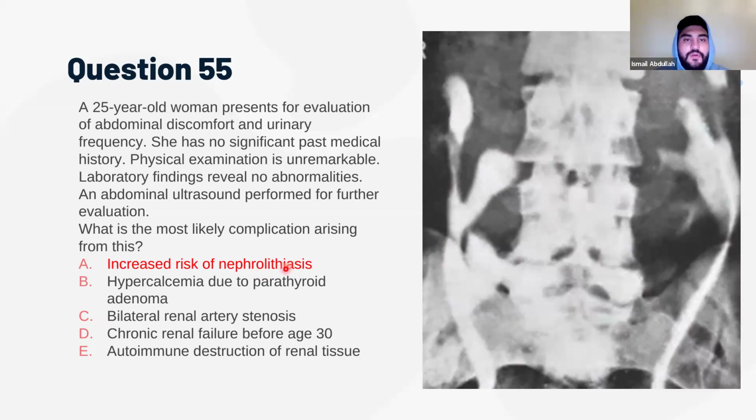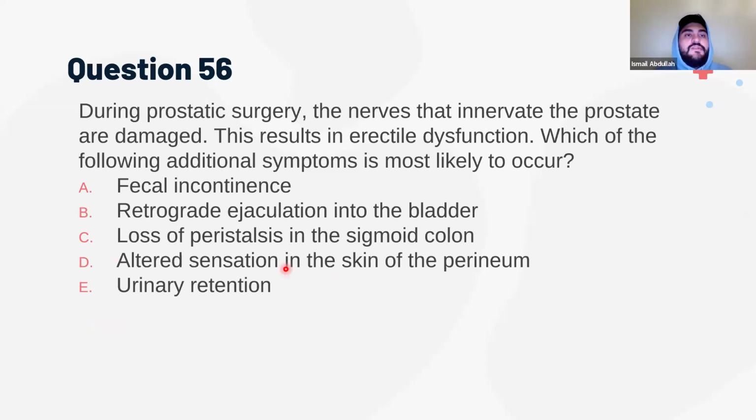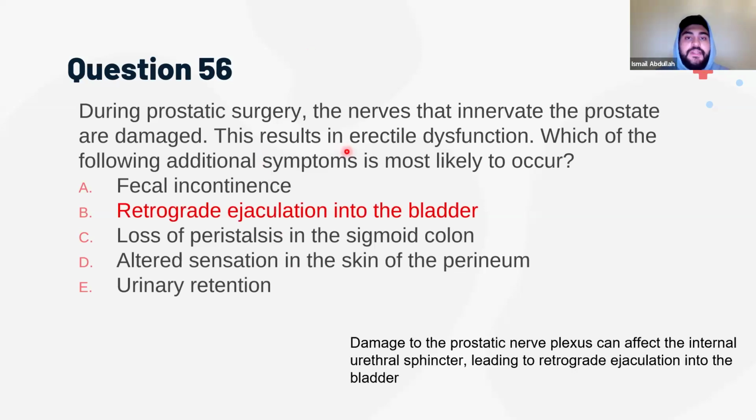So yeah, you're correct. Okay, so during prostatic surgery, the nerves that innervate the prostate are damaged. This would lead to erectile dysfunction. Which of the following additional symptoms is most likely to occur? Yep, that's going to be retrograde ejaculation.